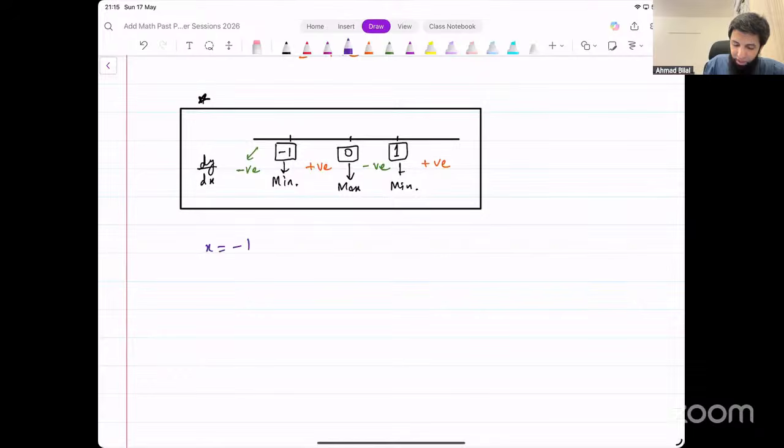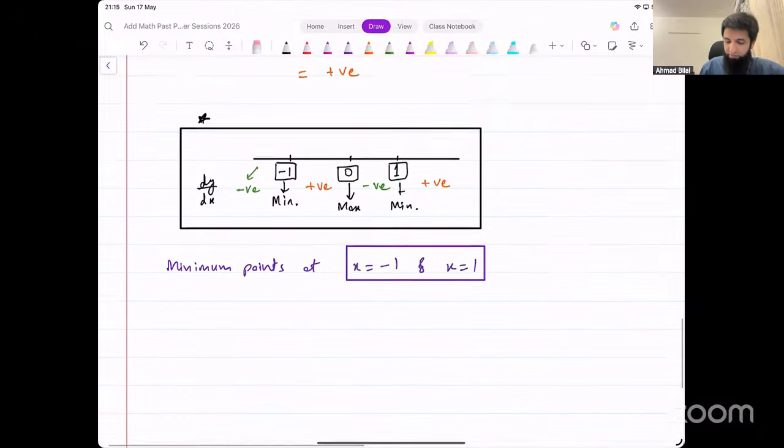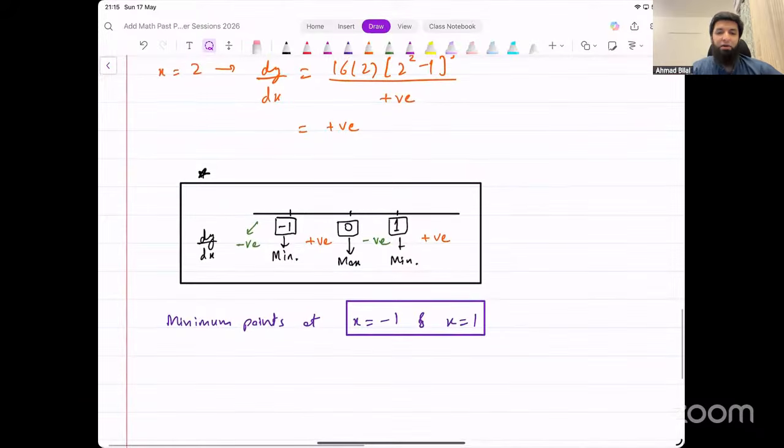So now you can write down x equals minus 1 and x equals 1. Both of these are minimum points. Minimum points at x equals negative 1 and x equals positive 1. That will be your final answer. So this is the key part.